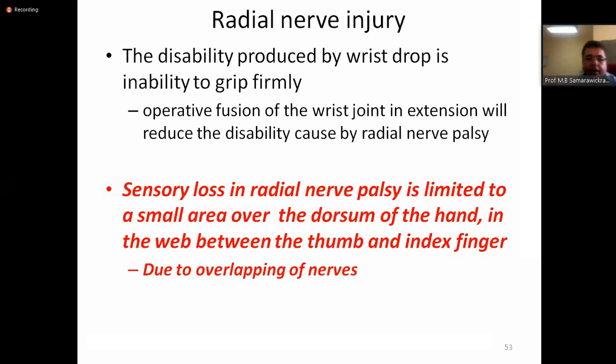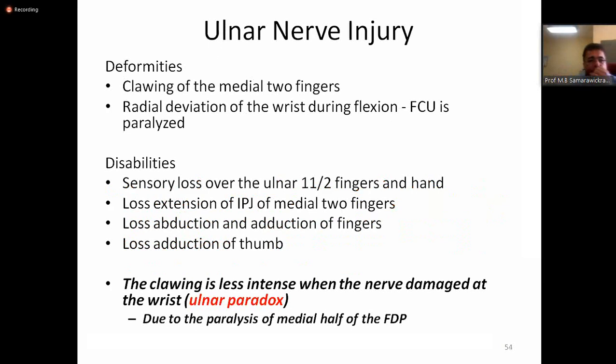Right. Sensory loss in radial nerve palsy is limited to a small area over the dorsum of the hand, in the web between thumb and index finger, due to overlapping of the nerve. Otherwise, the radial nerve gives the lower lateral cutaneous nerve of the arm, the posterior cutaneous nerve of the forearm, and the superficial radial nerve. Three cutaneous nerves, but sensory loss only in a small area.